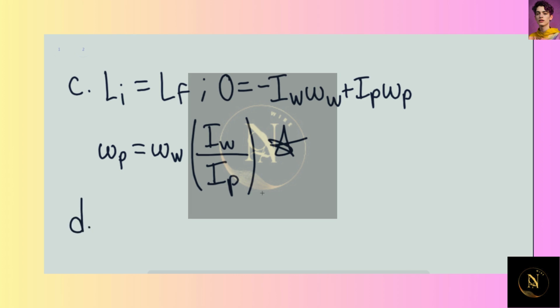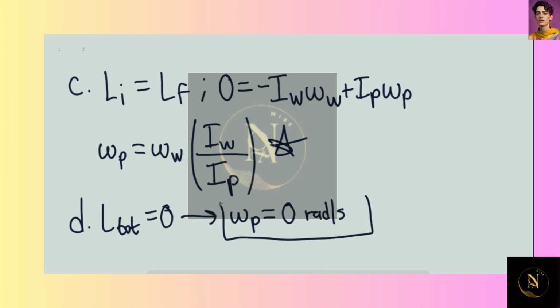For part D, because the angular momentum equals 0, if the wheel has stopped rotating, this means that the platform will also stop. So we can simply say that the angular velocity of the platform also equals 0 radians per second. This is your answer for part D.